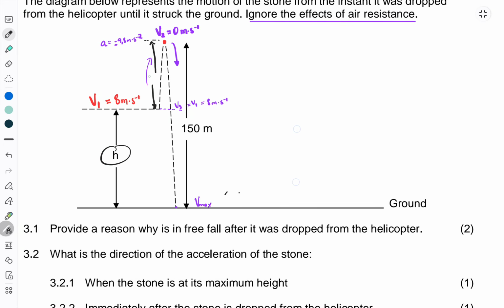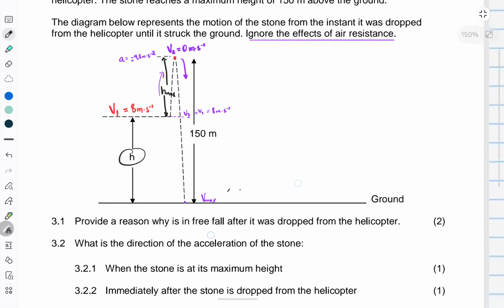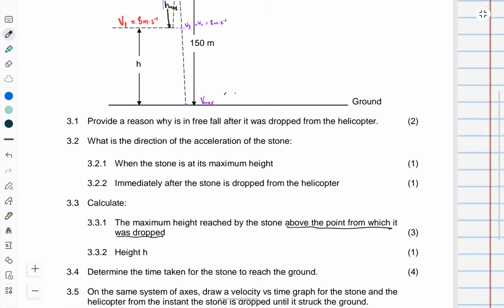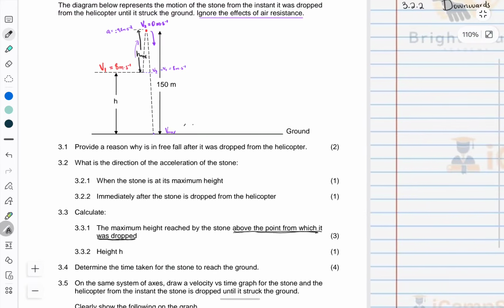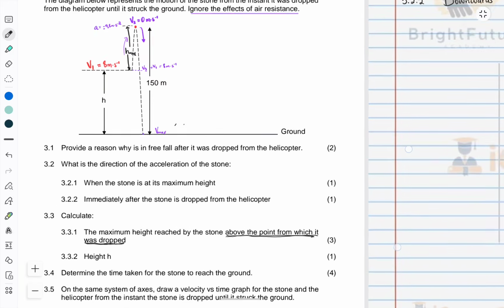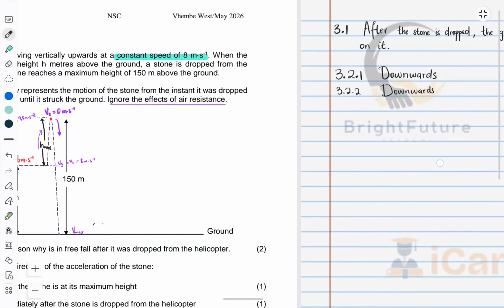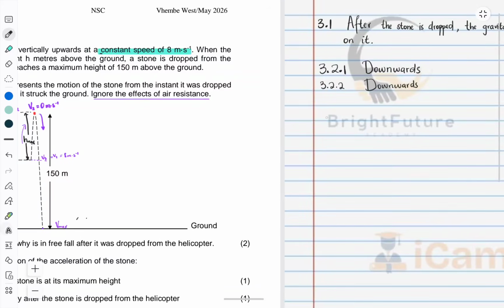So let's call this one maybe h max. They don't want the height above the ground, but above the point from which it was dropped. So that's very important there. Read carefully, don't just rush. All right, so the maximum height reached by the stone above the point from which it was dropped, we have to first understand what we have.